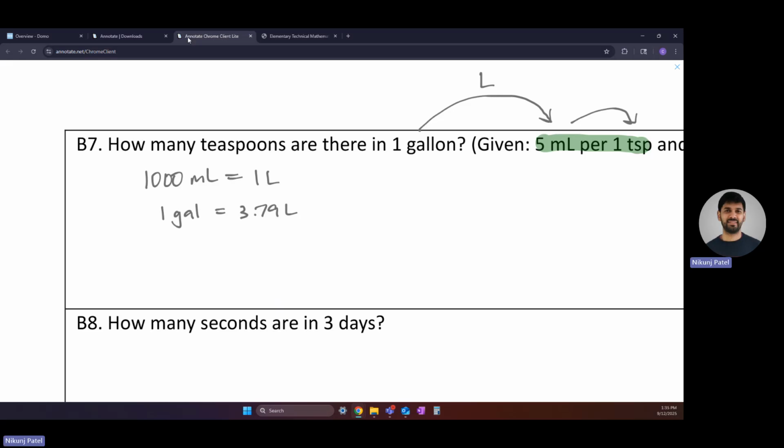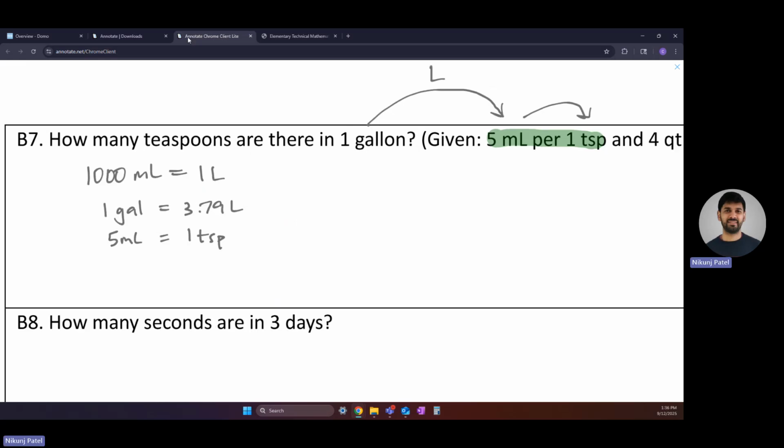And then what I've highlighted in green is that 5 milliliters is equal to 1 teaspoon. So as you can see here, we have our factors. You have gallons, we also have liters, we have milliliters, and it loops around and we end up at teaspoons. So we're trying to piece this dimensional analysis chart together over a few different columns. We definitely want to start with 1 gallon and now start working towards teaspoons.